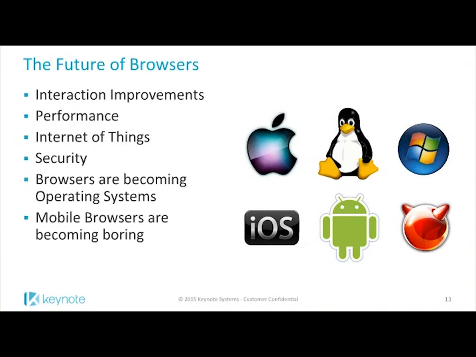Moving on now. So that leads us to what is the future of browsers, right? The future of browsers is we're dealing with interaction improvements, continuing to push the boundaries on that. Performance, continuing to push performance. But we also have the Internet of Things. And they say, well, Adam, what does the browser have to do with my car? What does the browser have to do with a locomotive or a Caterpillar tractor or anything like that?